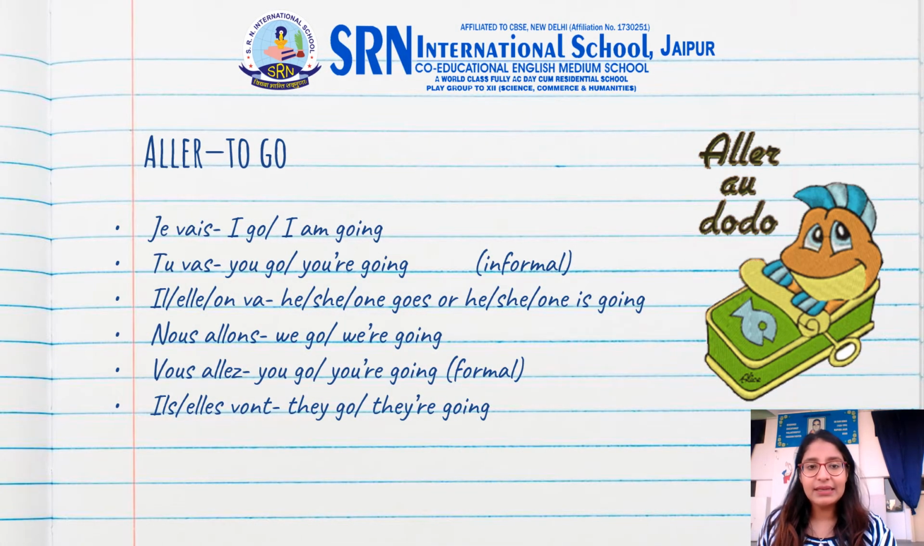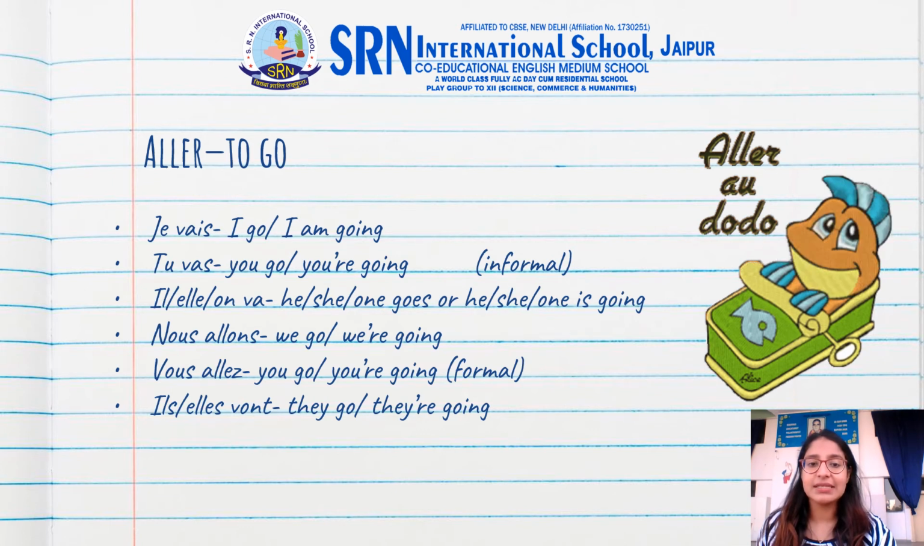Now, let's see the next verb, that is aller, which means to go. So let's see what the conjugation looks like. Je vais, which means I go or I am going. Tu vas, you go or you are going. Il, elle, on va, that is he or she or one goes or he, she or one is going. Nous allons, we go or we are going. Vous allez, you go or you are going. Ils, elles vont, that is they go, they are going.